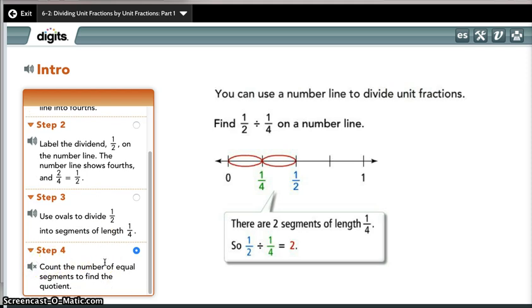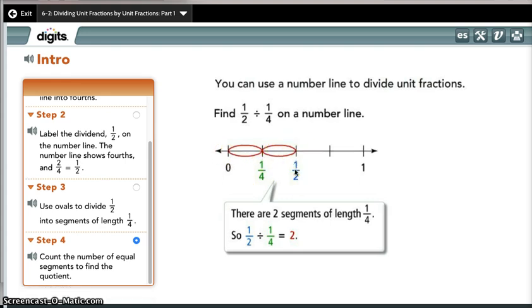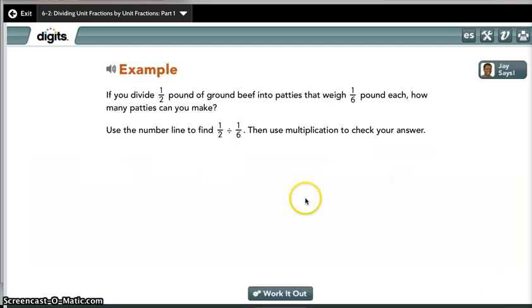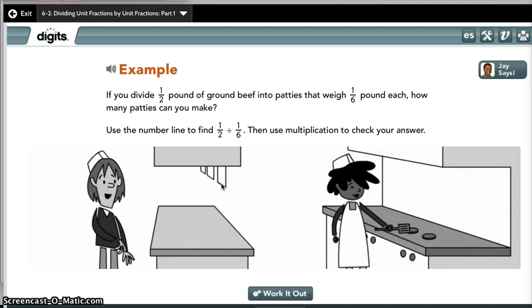Count the number of equal segments to find the quotient. Or count the number of ovals. So we drew 2 ovals. There's 2 1/4 pieces inside of 1/2. So the answer is 2. The quotient is 2.